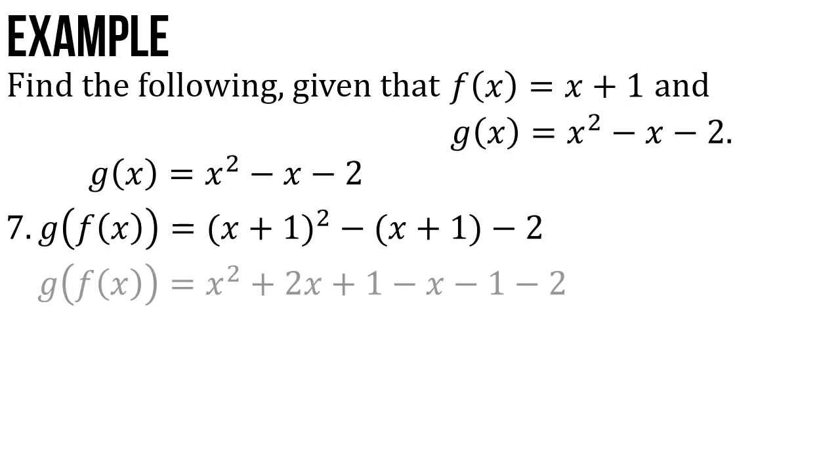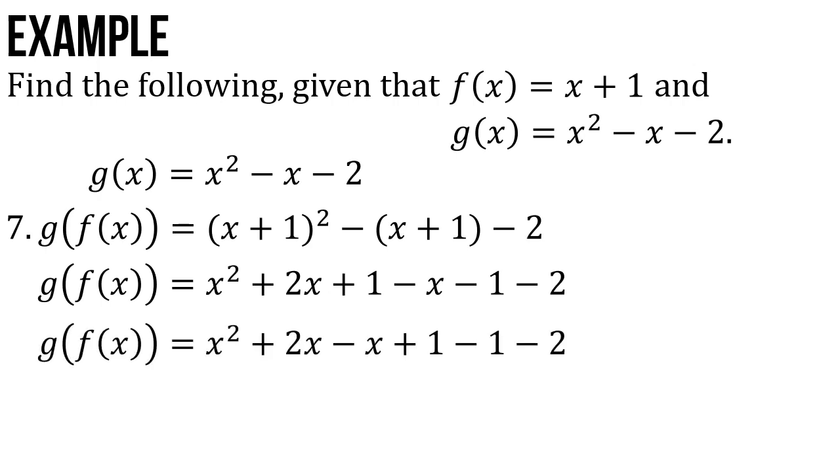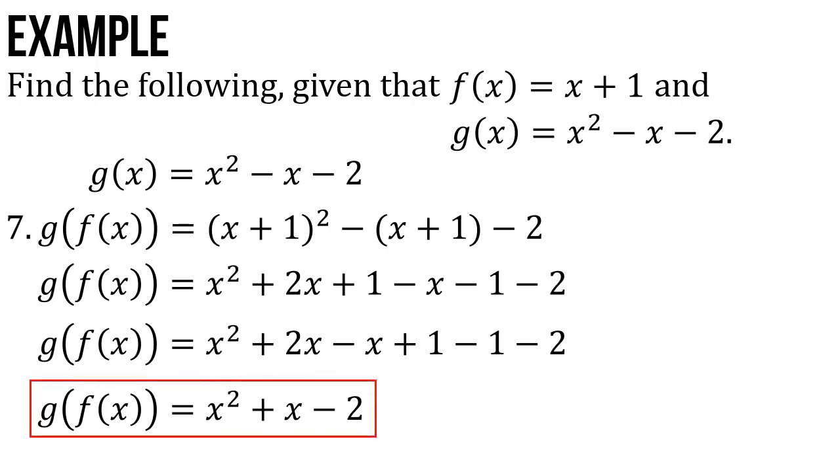So let's continue. So it will become g of f of x equals x squared plus 2x plus 1, by squaring a binomial, then followed by negative x minus 1. Because the negative symbol was distributed, then followed by minus 2. Then it will become g of f of x is equal to x squared plus 2x minus x minus 1 minus 2. So g of f of x is equal to x squared plus x minus 2. So as you can see, it is different from f of g of x. Compare it.